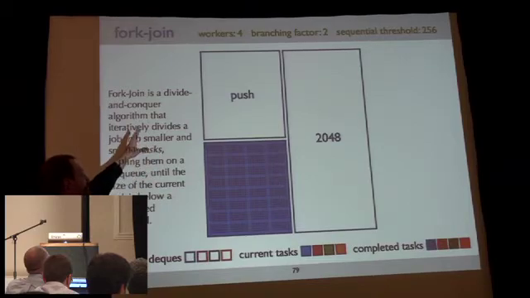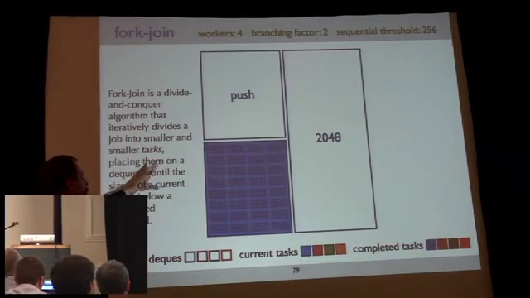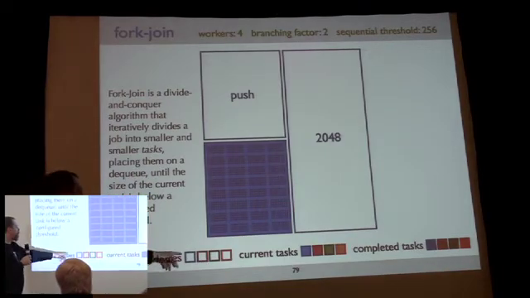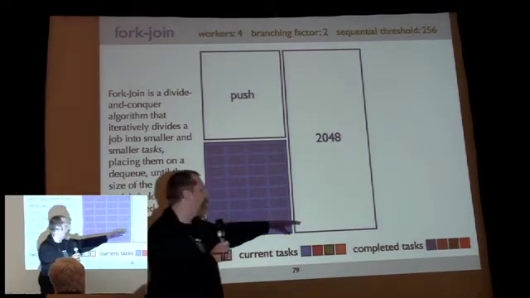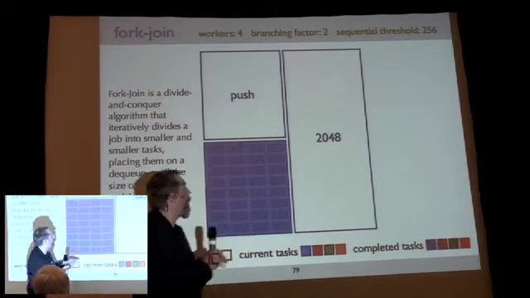In this particular example, we're going to have 4 workers. This is just a single worker. And we've got a key down here. Obviously, this represents a queue. This is the queue. This is the current thread.